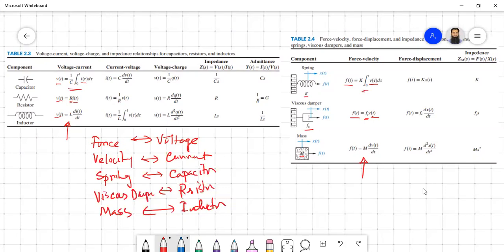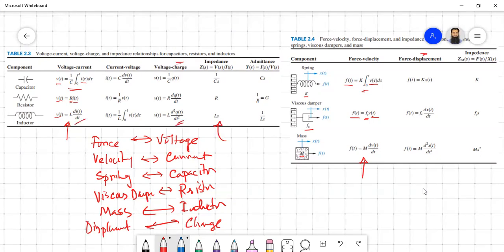Okay, so one thing we missed, but that also can be related: charge here can be related with displacement. Displacement can be related with charge. So similar equations. As well as, if you look at the impedance here, it is obtained from this.